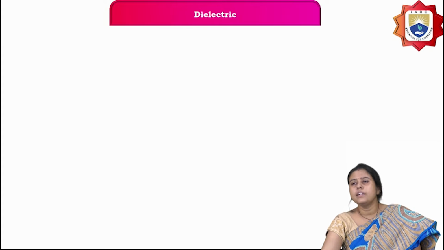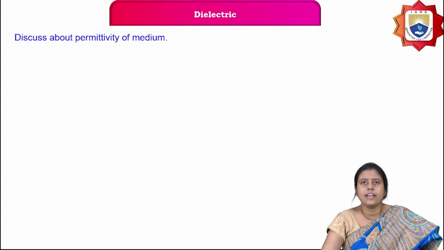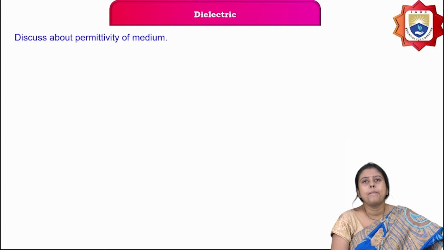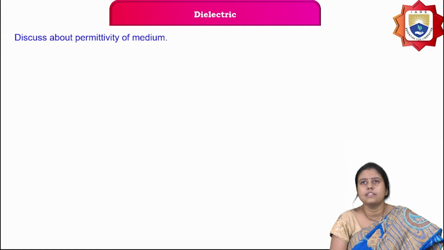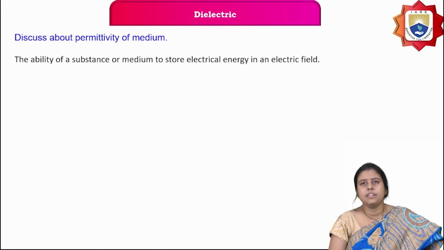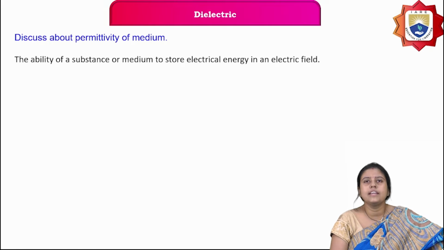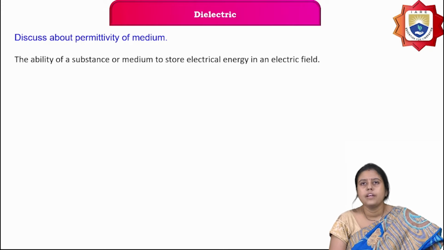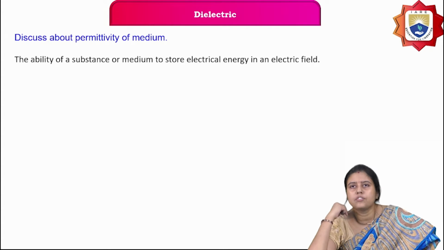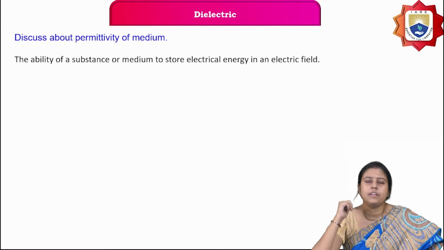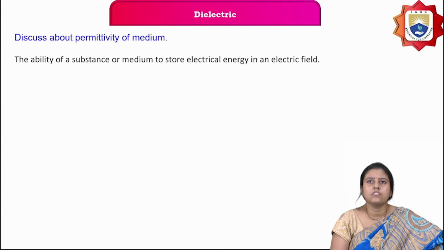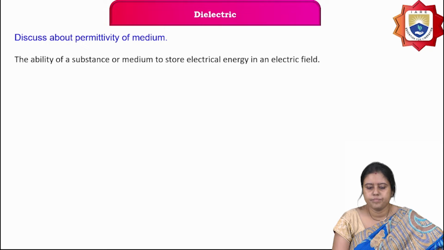Next we will move to the dielectric. Now an important topic is dielectric. First we will discuss the permittivity of the medium. So what is permittivity? The ability of a substance or medium to store electrical energy in an electric field. So this is known as the permittivity of the medium. Generally the dielectric things will show the permittivity of the medium.